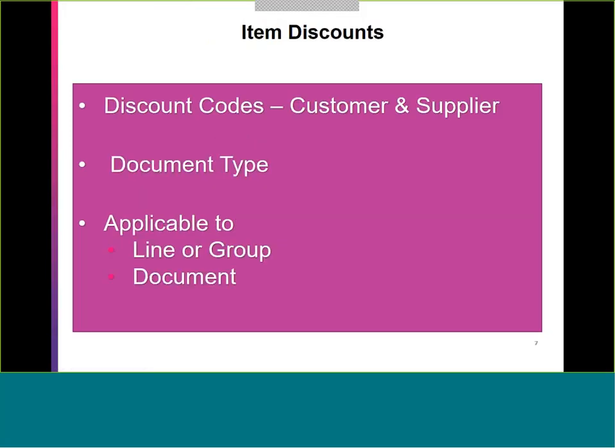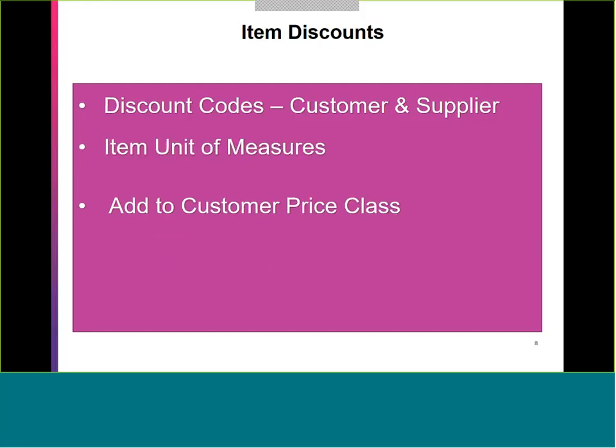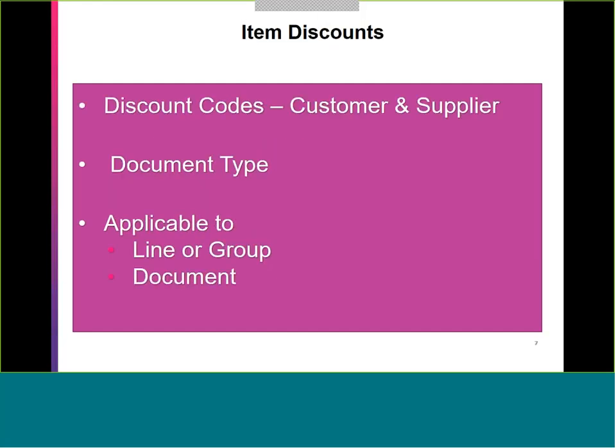Moving on from the price classes, there's also another section in the system which is called discounts, item discounts. Item discounts can be applied to both customers and suppliers within the system. They're based on different scenarios, based on document types, and also what they're applicable to. The document types actually represent, I'll just show you the screen, sorry.